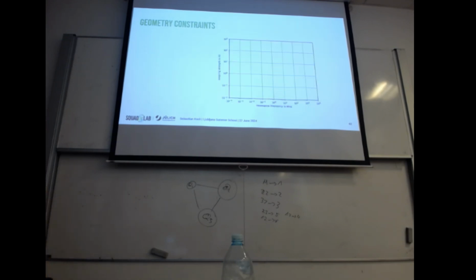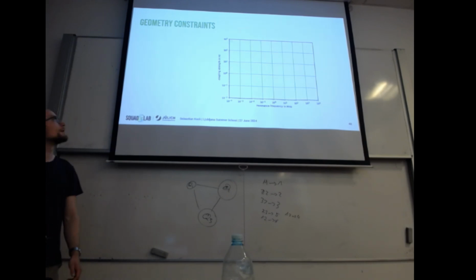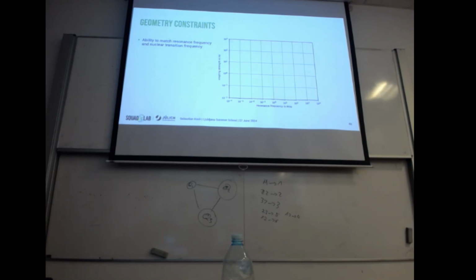For this, I want to look at this graph. We have the coupling strength on the y-axis and the resonance frequency on the x-axis. Then we can look at what constraints we have. The first constraint is that the resonance frequency cannot be larger than the gyromagnetic ratio of our atom, for example here in germanium, times 10 Tesla, and then we would end up at something like 14.9 megahertz.